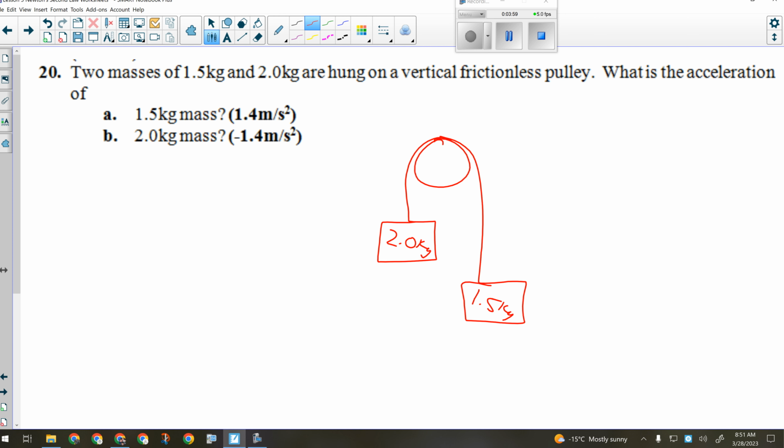So what we have to do is identify and then calculate what forces are going to be present in this system. The force is gravity. It's just acting in two places, on both masses. So we're going to have a force of gravity here, and we're just going to go m times g, so 2 times 9.81 is going to be 19.62 newtons, and 1.5 is going to be 14.71.